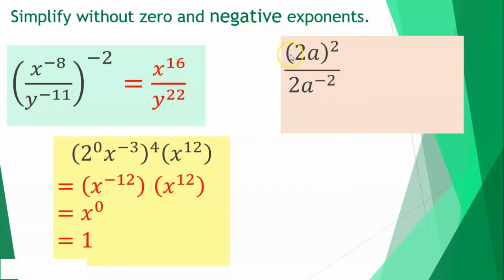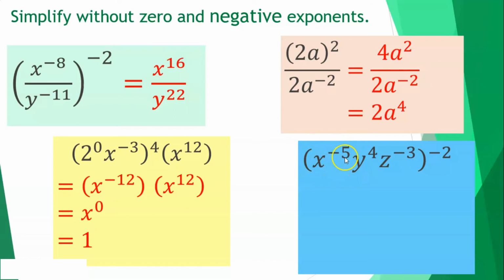Another. 2a to the power of 2 divided by 2a to the negative 2. So with this, let's simplify the numerator. So that would be 4a squared divided by 2a to the negative 2. With this, 4 divided by 2, that's 2. And divide of the same base. So 2 minus negative 2 is positive 4.